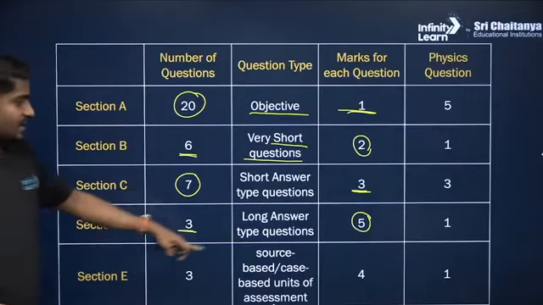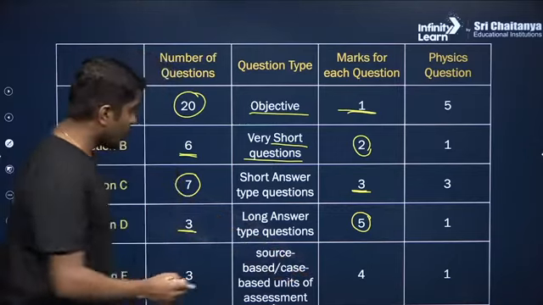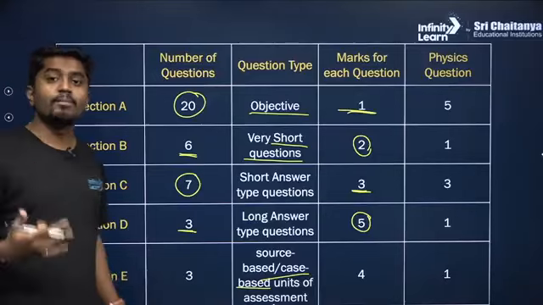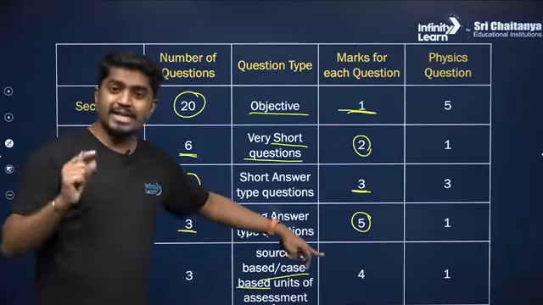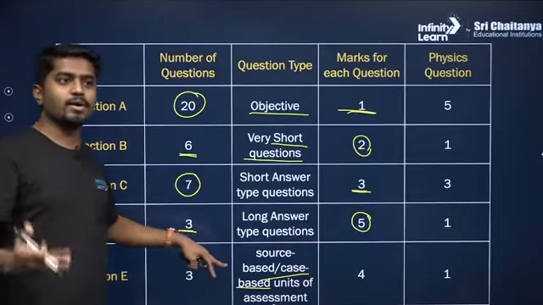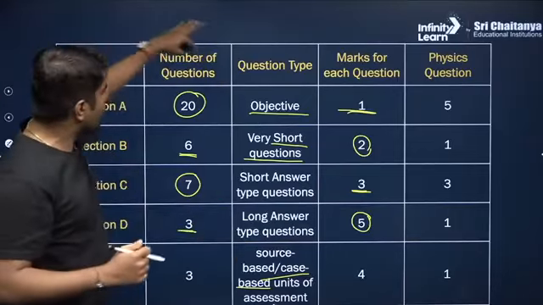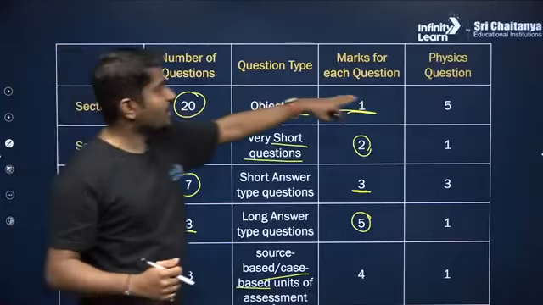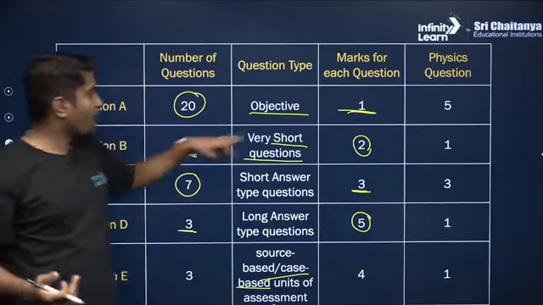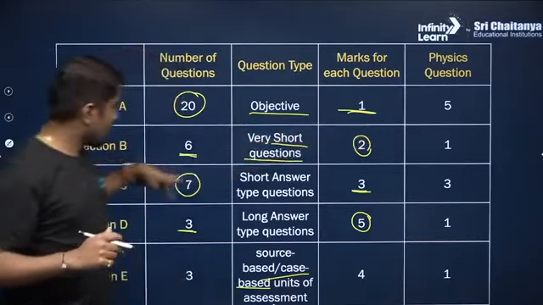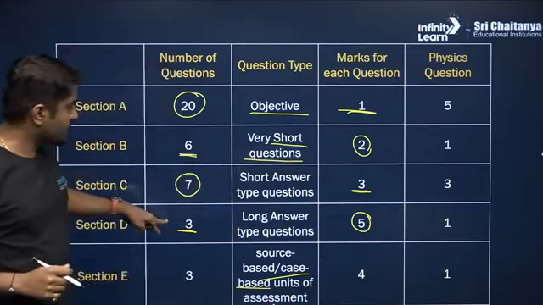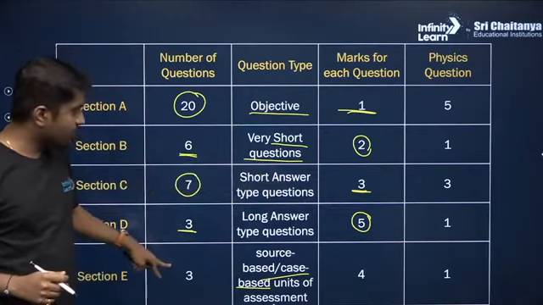And section E, there is a 4 mark question. They are all case based questions, case study type questions, or competency based questions. Each question is 4 marks, total questions 3, again 1 for physics, 1 for chemistry, 1 for biology. Out of these questions, the objective ones which came for physics were 5. The 2 mark question, out of 6 there was only 1. The 3 mark question, out of 7 there were 3. 5 mark question, out of 3 there was 1, and 4 mark question, out of 3 there was 1.